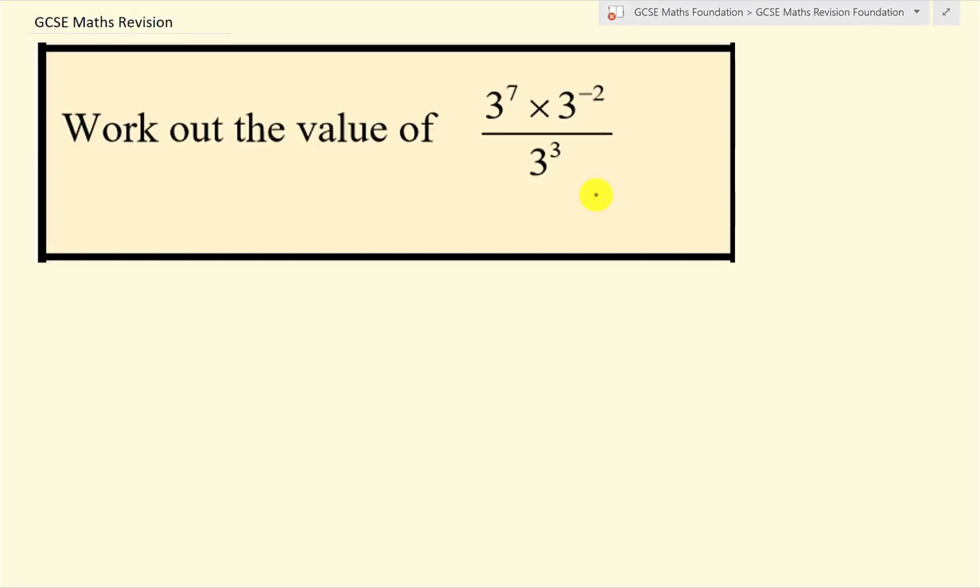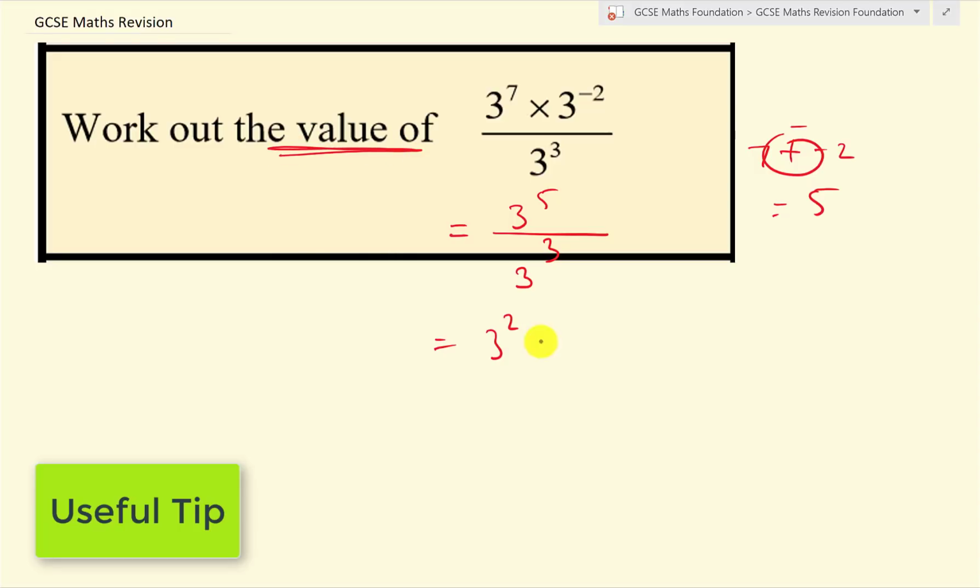Next, work out the value of 3 to the power 7 times 3 to the power minus 2 divided by 3 cubed. So let's do the top bit first. So 3 to the power of 7 add minus 2. 7 add minus 2 means take away 2, so it gives us 5. 3 to the power of 5 divided by 3 cubed. And because we're dividing, we need to take away the powers. So 3 to the power 5 take away 3 is 3 to the power 2. And because it's asking us to work out the value, to find out what 3 squared is, 3 squared is 9, because 3 times 3 is 9.